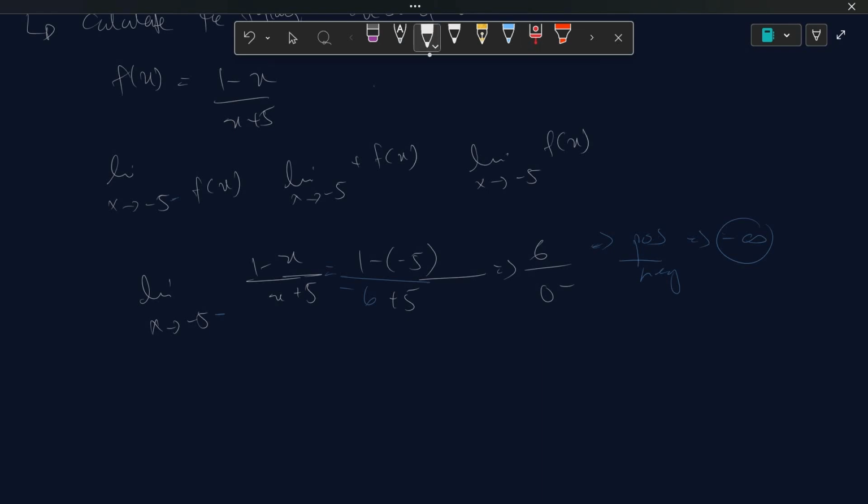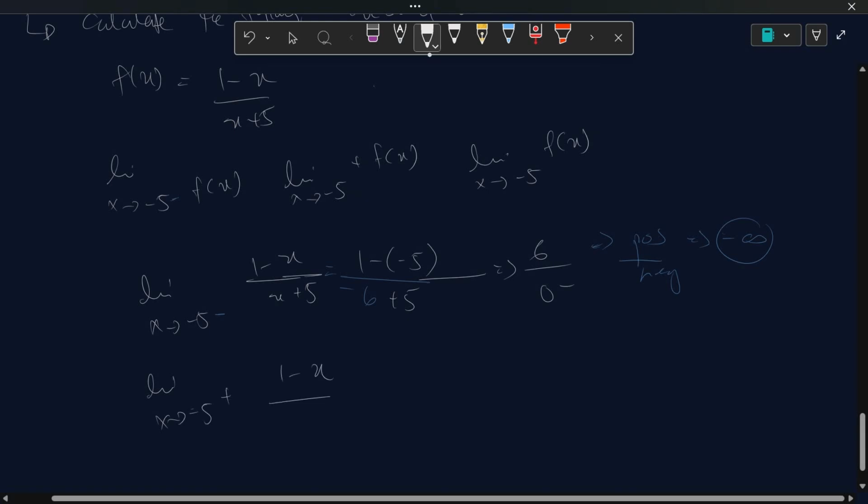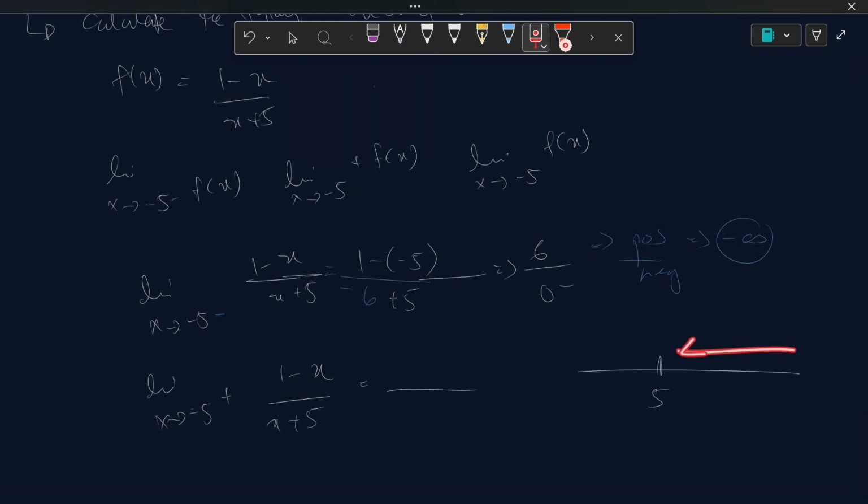The second one is the limit as x approaches -5 from the right side. The same thing we're going to do, but this time we have 5 from the right side. Because we are approaching from the right side, that means all the values greater than 5. That could be 6, that could be 7, that could be any value. So you're going to choose any value among them. Let's just go ahead and choose 6.